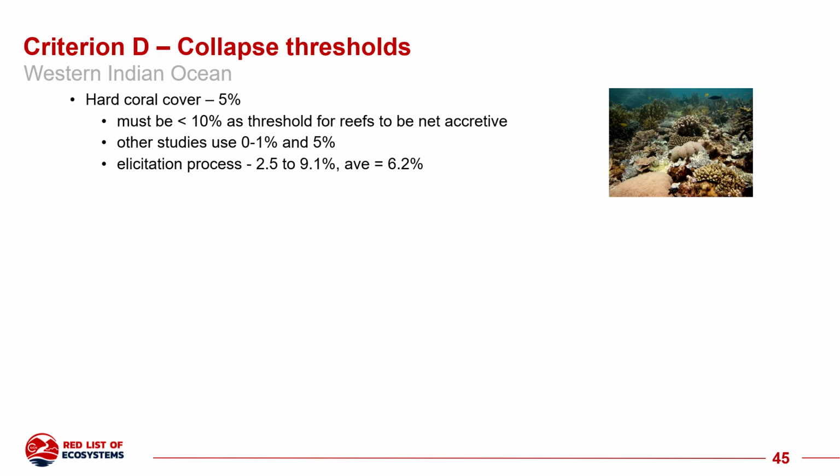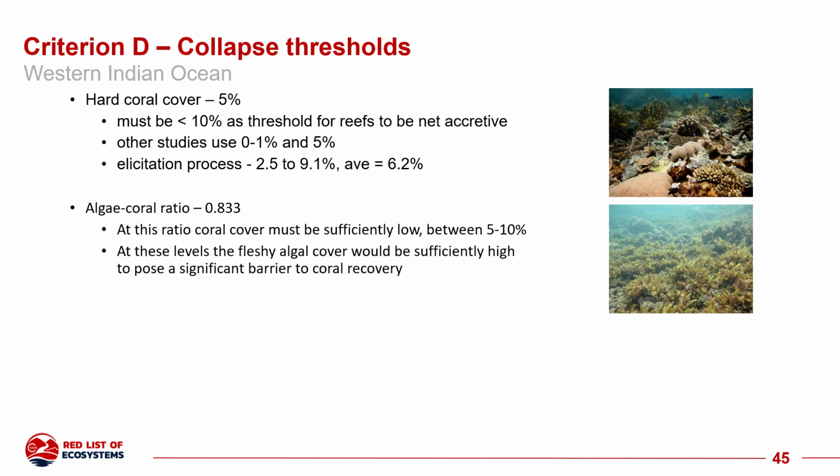For the algae to coral ratio, the threshold was set at 0.833, which means algae cover is 5 times higher than coral cover at collapse. At this ratio, coral recovery becomes highly unlikely and the reef is essentially locked in an algae-dominated state.